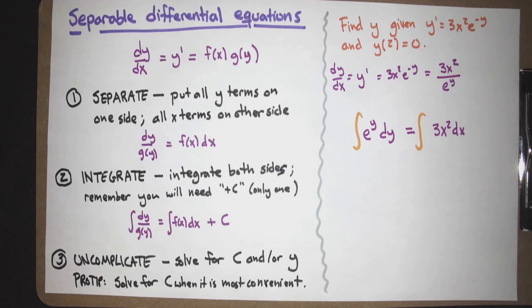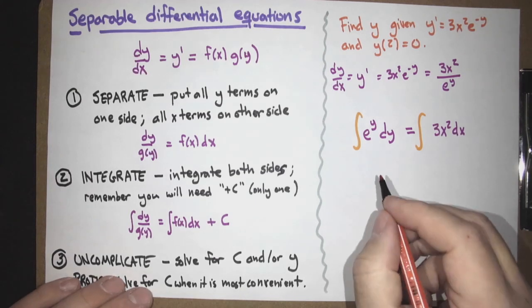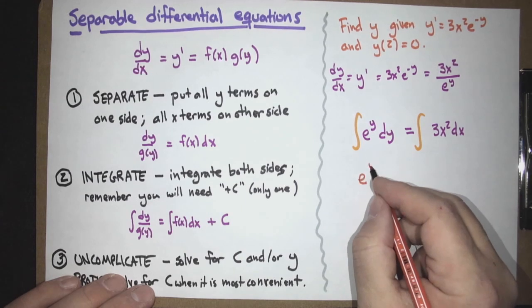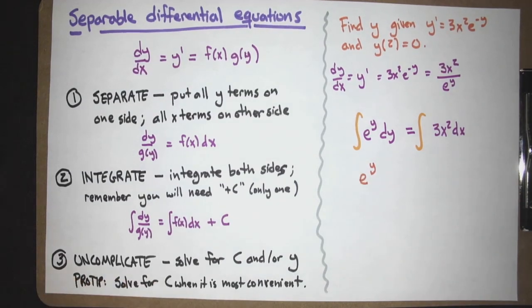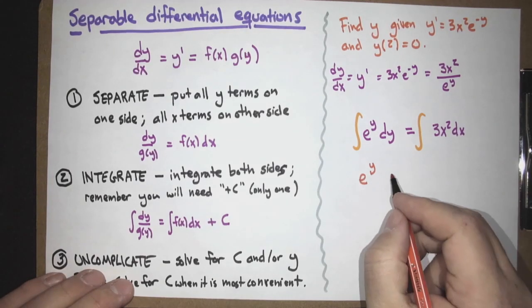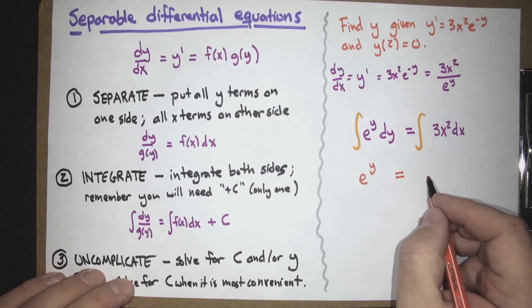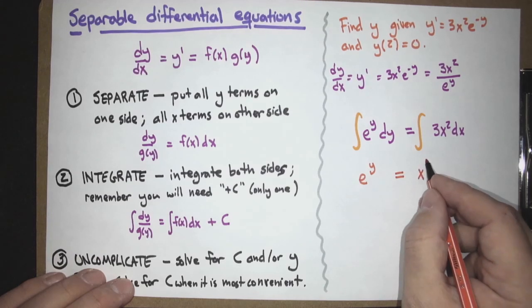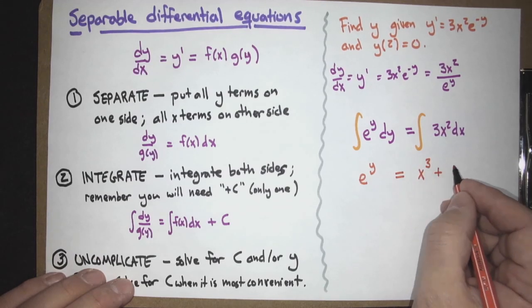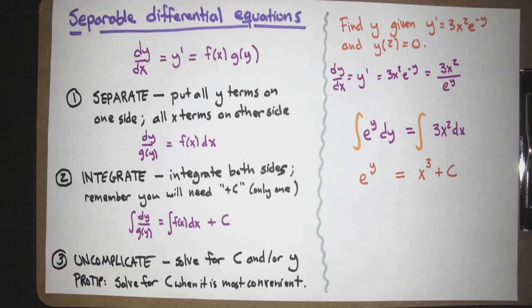E to the y. It's a very nice function. E to the y, very resilient. So the derivative of e to the y is e to the y. The integral of e to the y is e to the y plus the constant. What's the integral of 3x squared dx? X cubed. And don't forget you need a constant somewhere, so you put it on the side with the c.